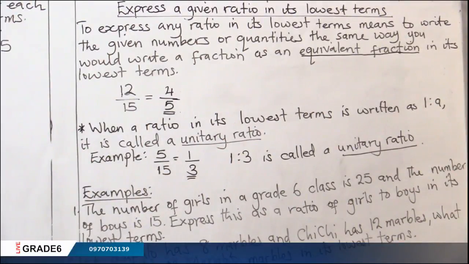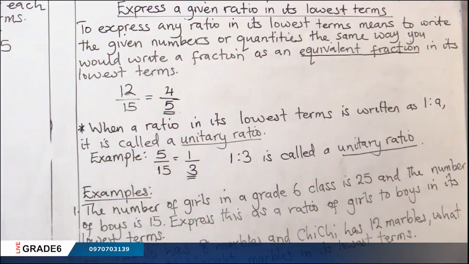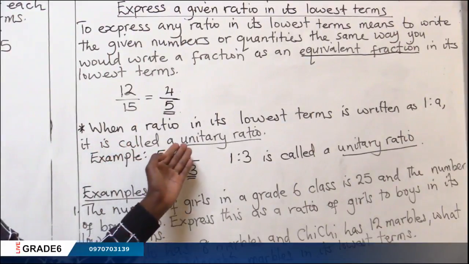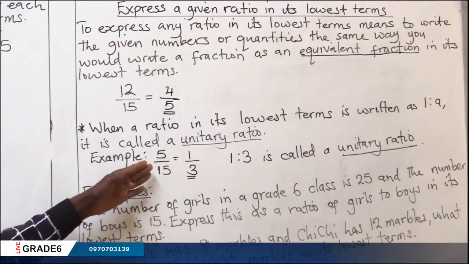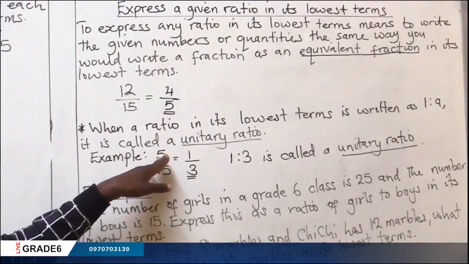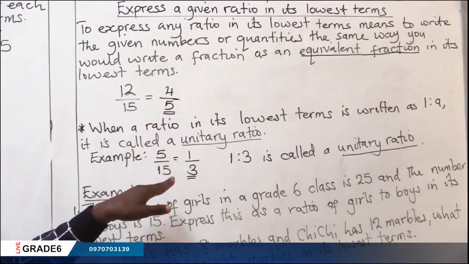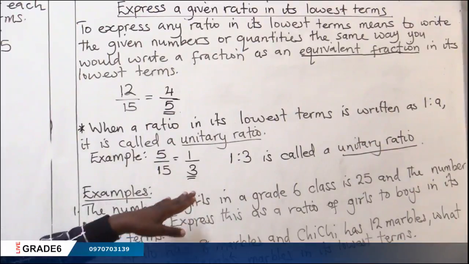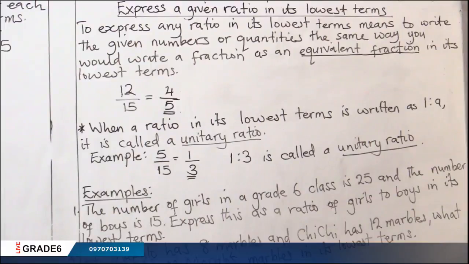Then we also said when a ratio is in its lowest terms, it is written as 1 to a number. It is called a unitary ratio. For example, 5 over 15. You look for a number that can go in 5 and in 15, and that number is 5. 5 into 5 is 1, 5 into 15 is 3. Therefore, 1 to 3 is called a unitary ratio.